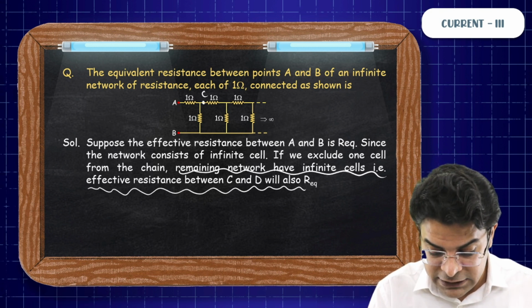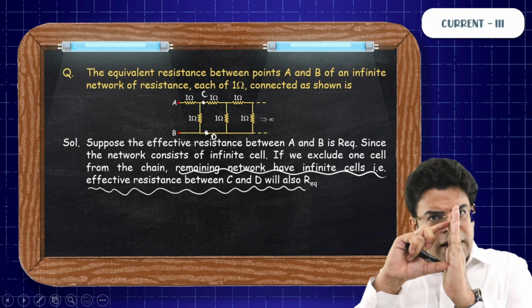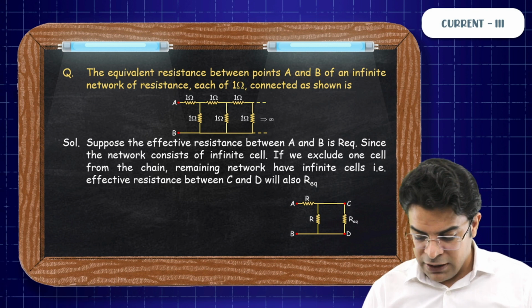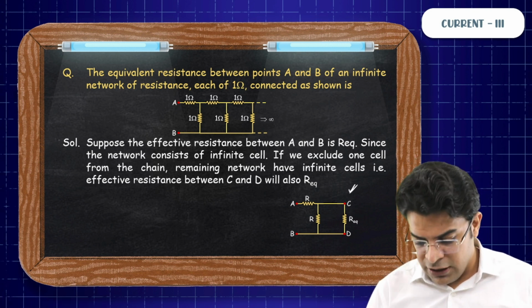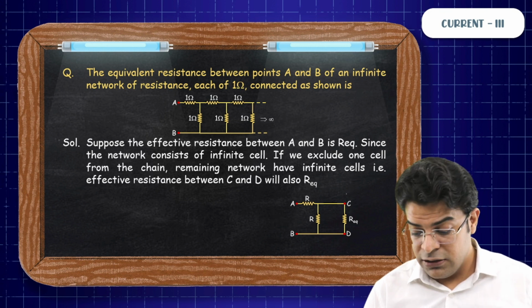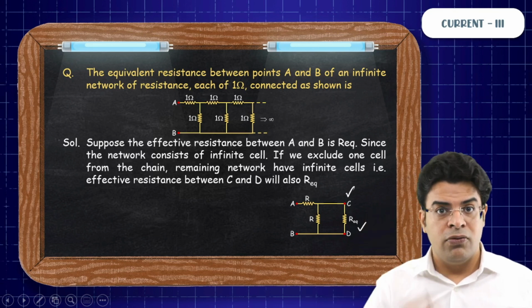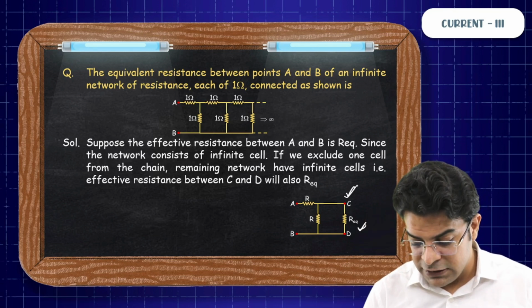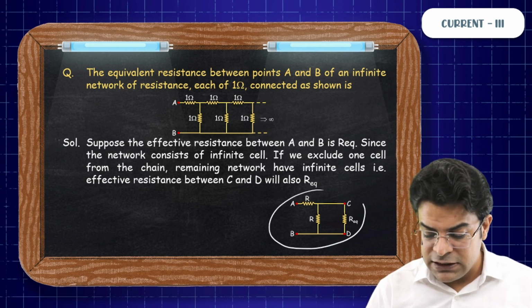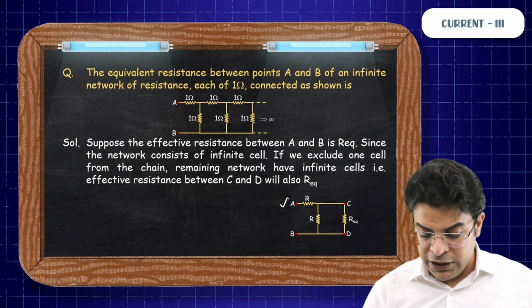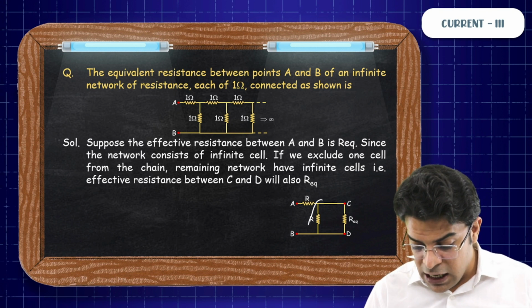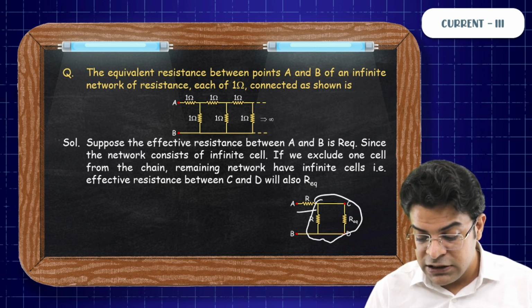So if you think of points C and D and remove the first part, the effective resistance between C and D will also be equal to R equivalent. So you can think of the circuit. If the equivalent resistance between A and B comes out to be R equivalent, then the equivalent resistance between C and D will also be R equivalent. Now place one resistance of R equivalent and write down the equation. You will say the equivalent resistance of this whole circuit between points A and B will be R in parallel with R equivalent, and this parallel combination of R and R equivalent is in series with R.